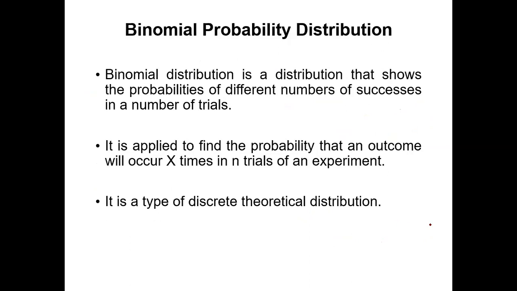So let's pick the binomial probability distribution. Now, binomial comes from the word bi, so it means two. You can simply think of a binomial distribution as a distribution that shows the probabilities of events where there are only two possible outcomes, where there can be a probability of a success or a probability of a failure.